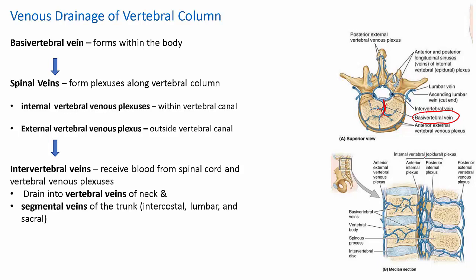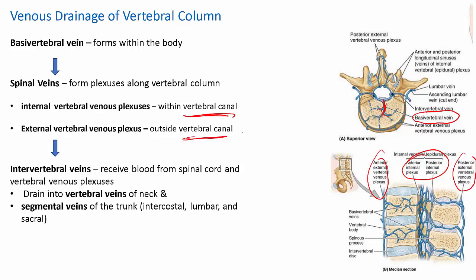The internal venous plexus, we can see right here within the vertebral canal. That'll play an important part when we get to the spinal cord. We mentioned it a little bit, but we'll talk about that later on. Then outside, you'll have the posterior vertebral plexus. Once again, this is on both the posterior and the anterior side. It's basically everything outside that vertebral canal, though.